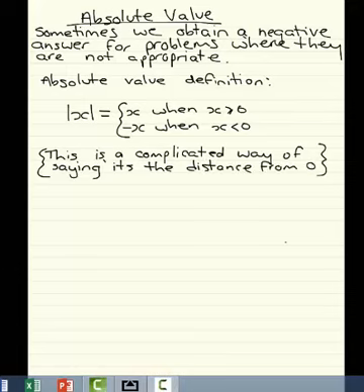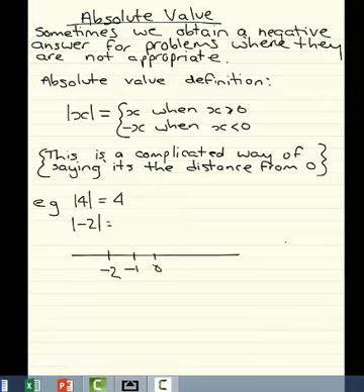So the absolute value of 4, well, how far away from 0 is 4? It's 4. So what's the absolute value of negative 2? Well, think about your number line. How far away from 0 is negative 2? The absolute value of negative 2 is equal to 2.